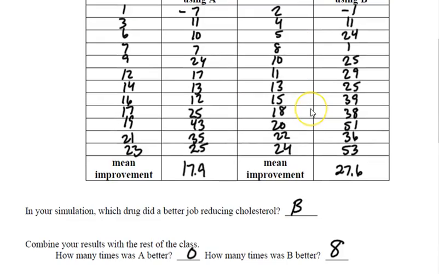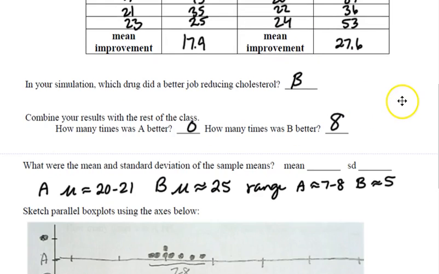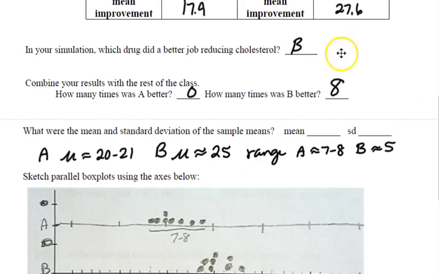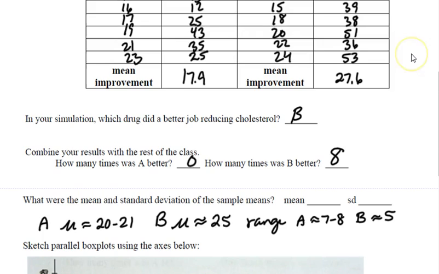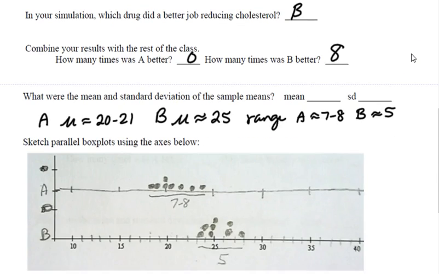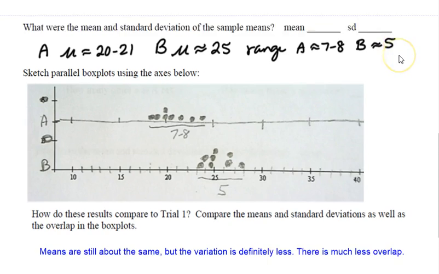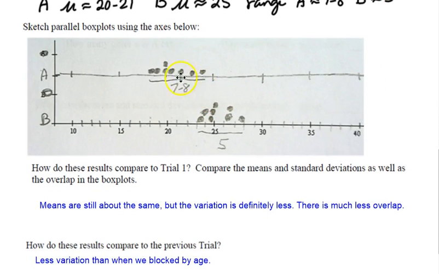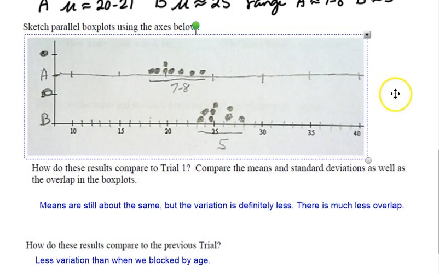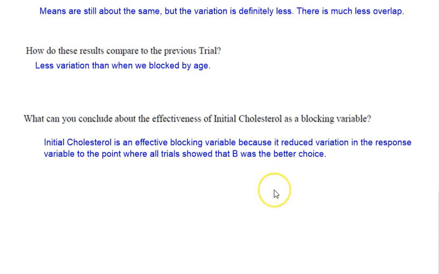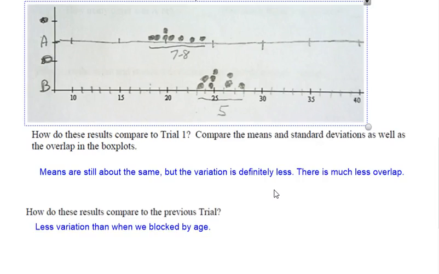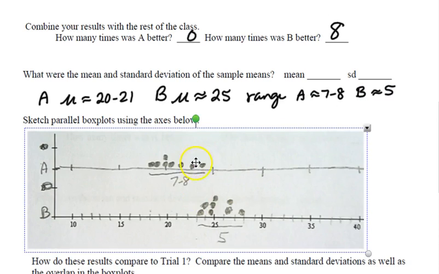Calculating the mean improvement level, in this case, everyone in our class doing the same kind of simulation, we each had a different result in our table. We all got the result that drug B improved cholesterol levels more than drug A. You can see here a much more reduced variability. We still have about the same mean and standard deviation for both drug A and drug B, but there is much less variation when blocked by initial cholesterol. So this means that initial cholesterol is an effective blocking variable, because we now have conclusive results. We now see very little overlap.